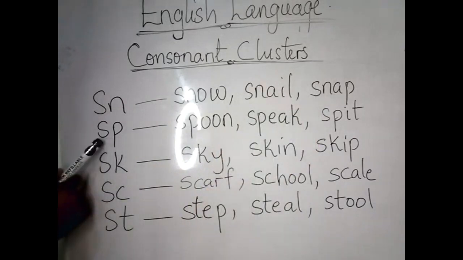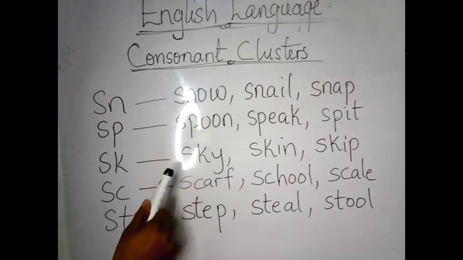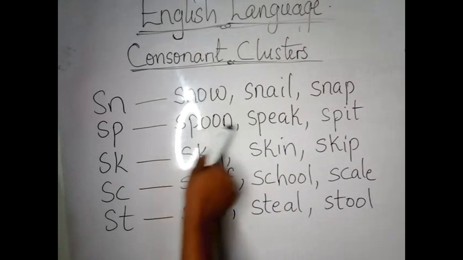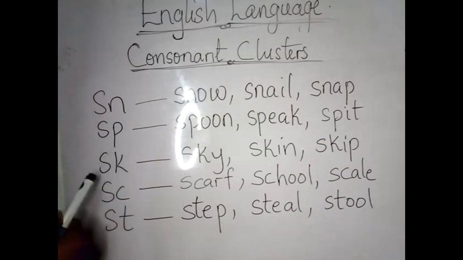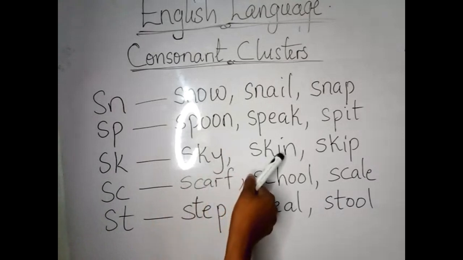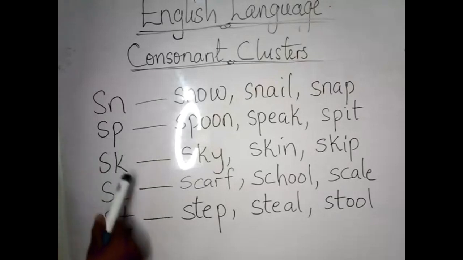The next one we have here is S and P, the consonants S and P, and they combine to form the sound sp. Examples of words in that consonant cluster are spoon, speak, spit. The next one is S and K, sk, as in sky, skin, skip. You still hear the sound S and K.